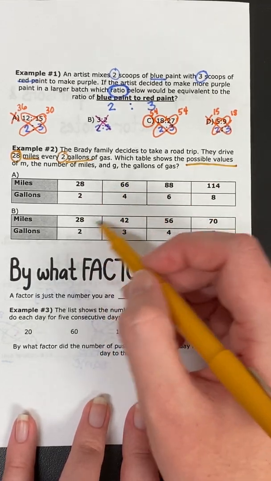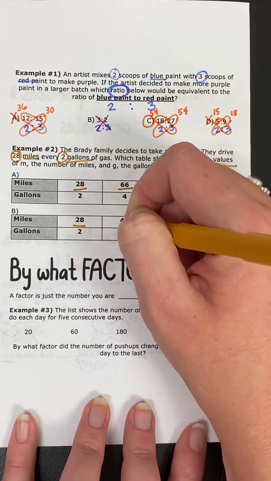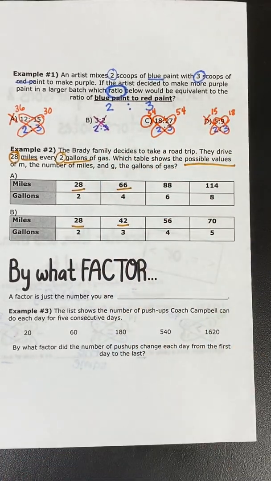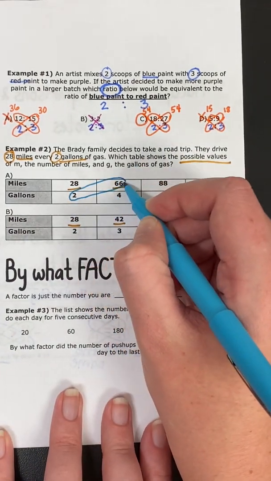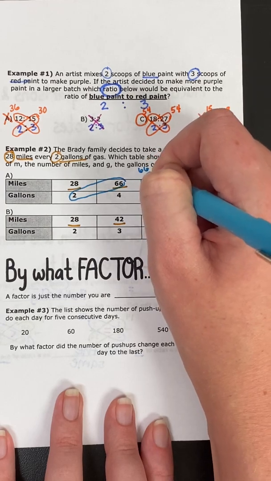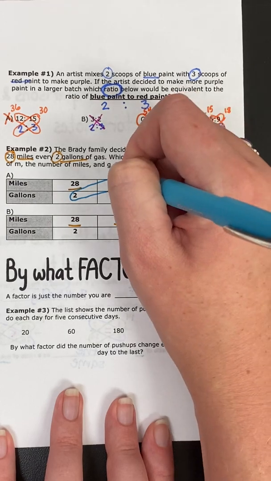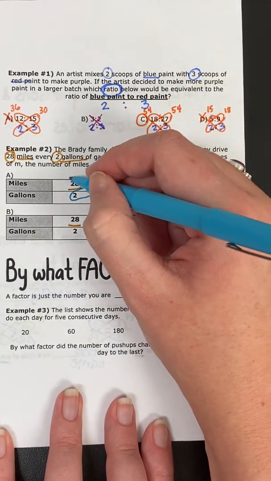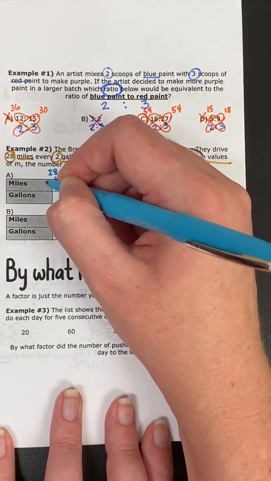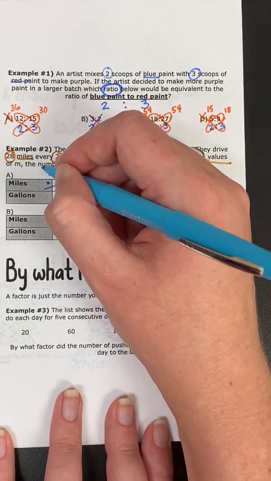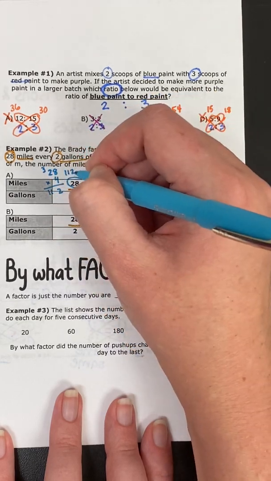We are going to look at the first 2 rows, and it's just the same. This is a fraction, and these are fractions. So to compare them, we can butterfly. So I need to do 66 times 2 times 2. So that would be 132. And 28 times 4 would be 112. So those are not the same.